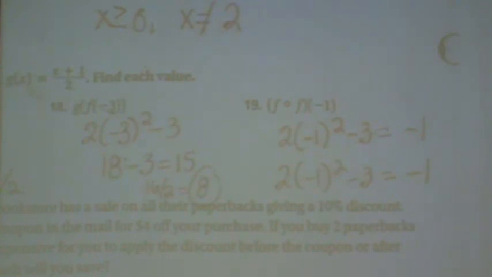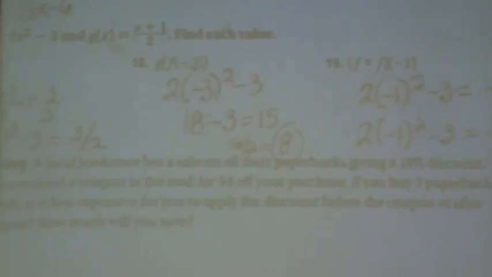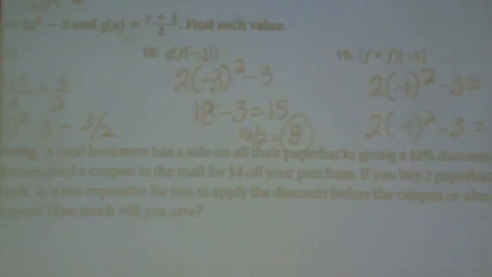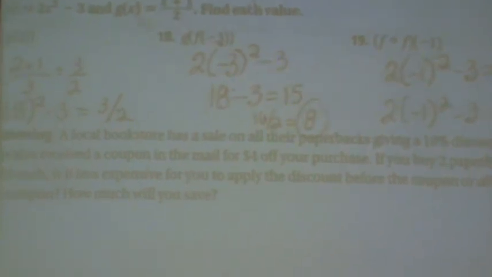Number 20, a local bookstore has a sale on their paperbacks giving you a 10% discount. You will also receive a coupon in the mail for $4 off your purchase. If you buy 2 paperback books at $8 each, is it less expensive for you to apply the discount before the coupon or after the coupon? Okay. The best is before the coupon, and how much will you save? It's 40 cents.